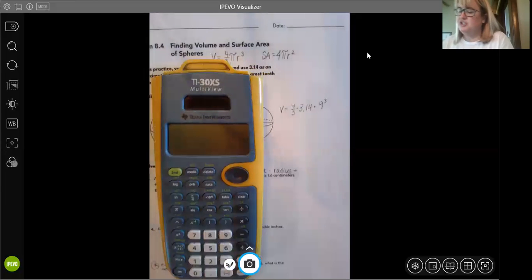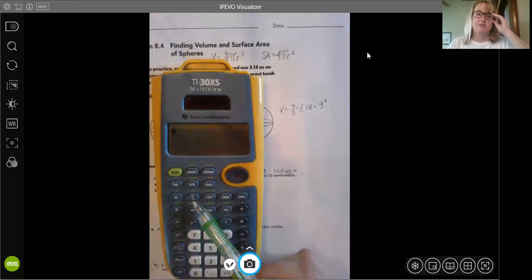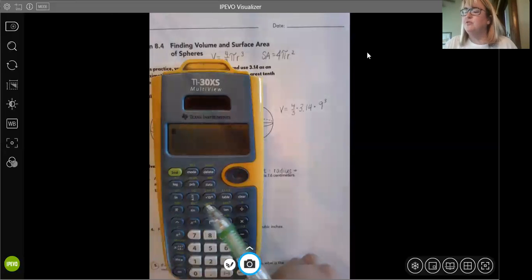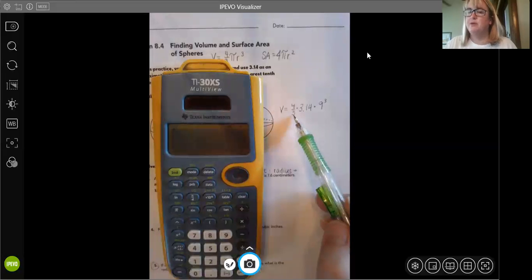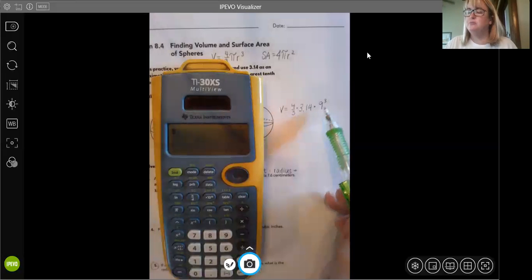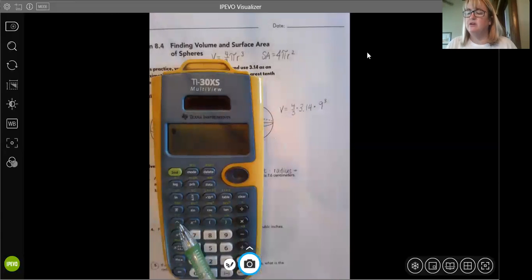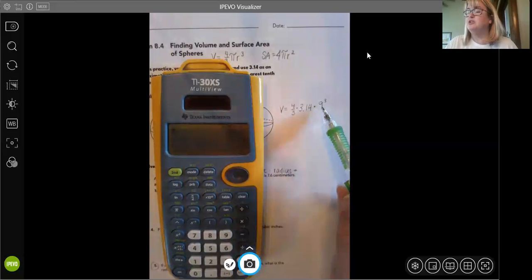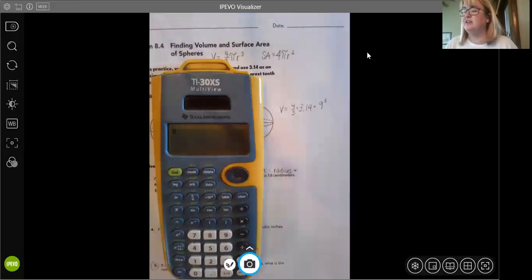One thing I want to mention is, if your calculator does not have a fraction button, what you can do is do 4 divided by 3 times 3.14 times 9 cubed. And to raise it to the third power, this little caret right here means raised to the third power. But if you can't raise it to a power, you could do 9 times 9 times 9. So I'm going to pretend that this is not a fancy calculator.